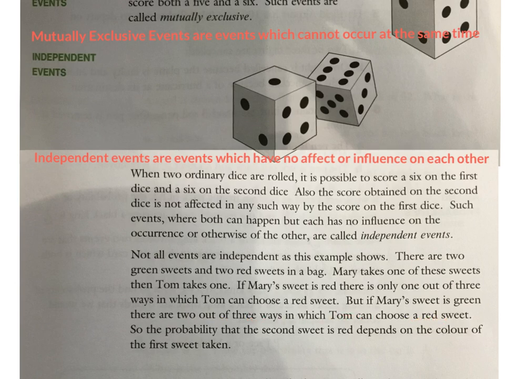red sweet. So the probability that the second sweet is red depends on the colour of the first sweet taken. Or in other words, what Mary takes is going to have an influence, it'll affect what Tom gets. So what Tom gets is dependent on what Mary gets. So if Mary had no influence on Tom, it would be independent. If they have an influence on each other, then they are dependent.